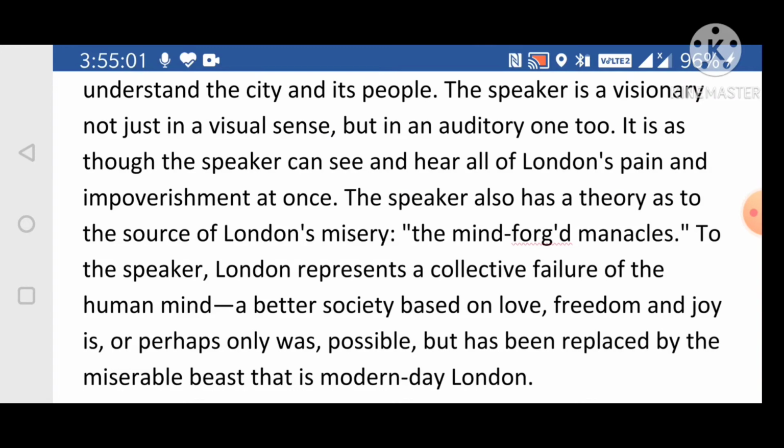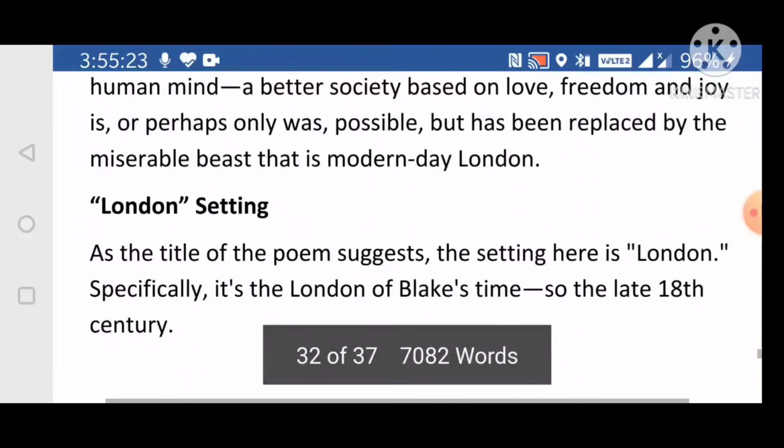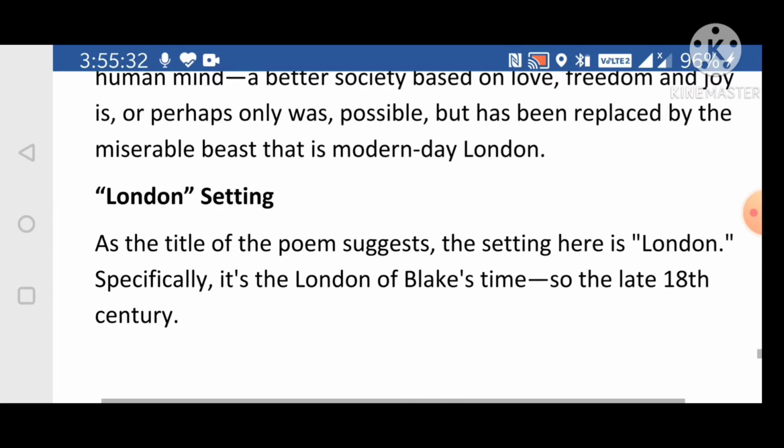The speaker also has a theory as to the source of London's misery: the mind forged manacles. For the speaker, London represents a collective failure of the human mind. A better society based on love, freedom, and joy is, or perhaps only was, possible, but has been replaced by the miserable beast that is modern day London.